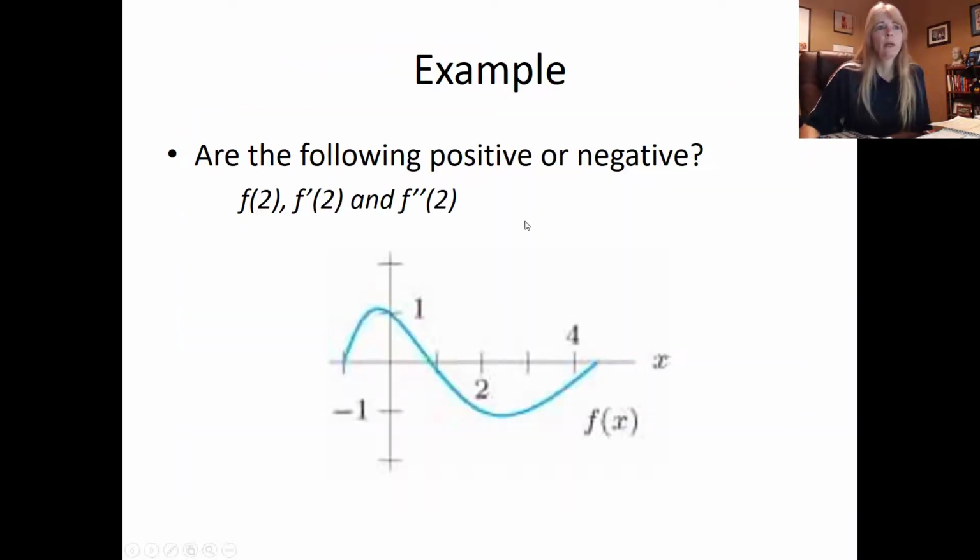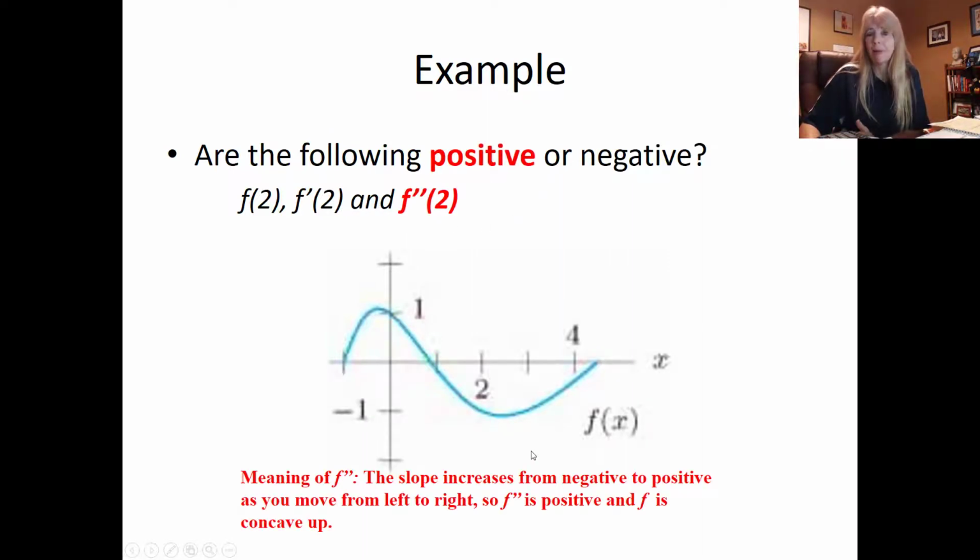All right, it says, are the following positive or negative? So this is getting you reading the notation. What does this notation mean? Well, f of 2 is the value of the function at 2. The value of the function is the y value, so it looks like that's negative. The next one here is the first derivative at 2. The first derivative says, is that function increasing or decreasing? It looks like it's decreasing, so that's negative. And then finally, the second derivative, how do we know if it's positive or negative?